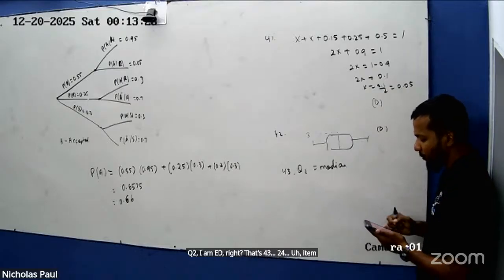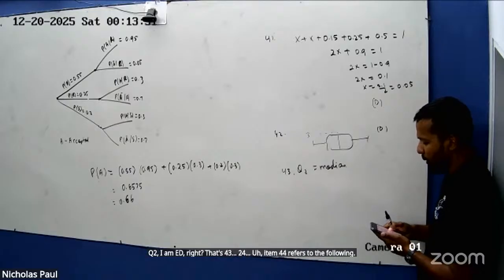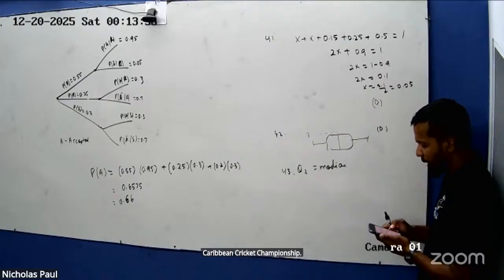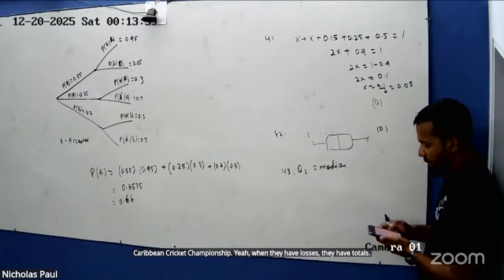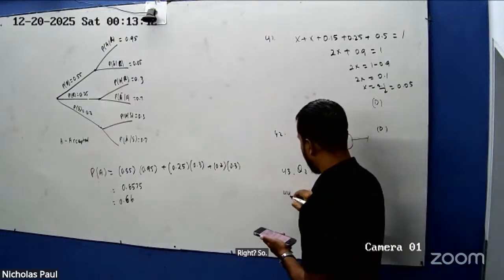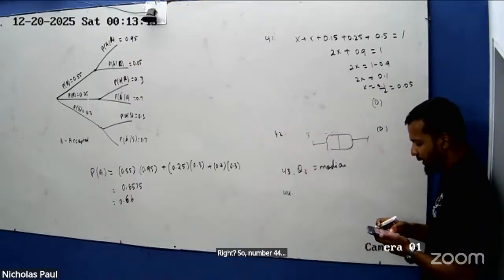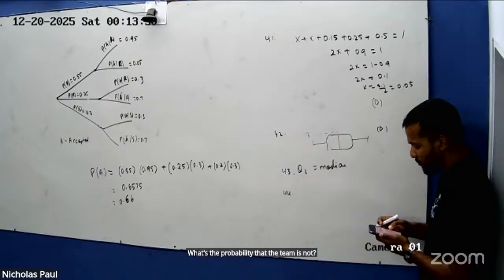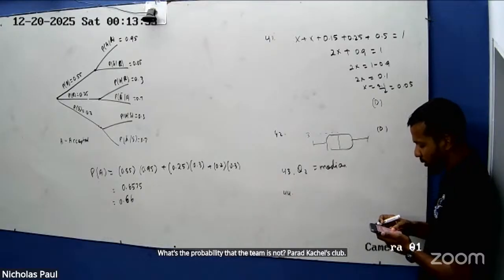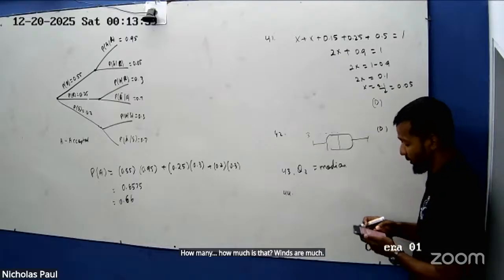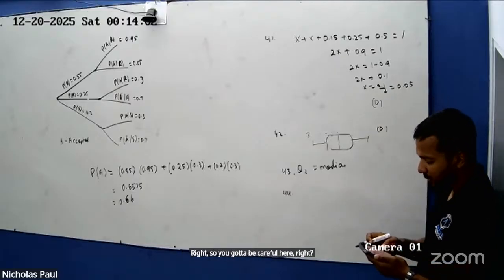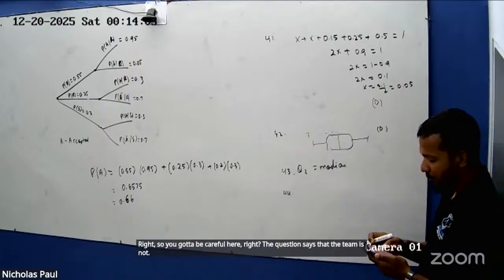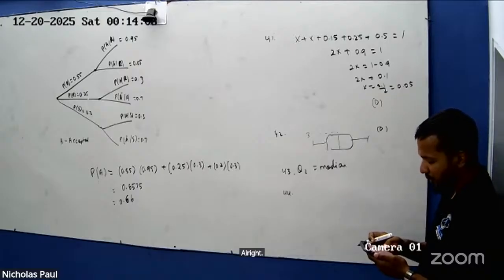Item 44 refers to the following table, which shows the probability of the semifinals of a Caribbean Cricket Championship. You have wins, you have losses, you have totals. Right? So, number 44. If a team loses a match, what's the probability that the team is not Parrot Catchers Club? Right, so you gotta be careful here. The question says that the team is not Parrots.